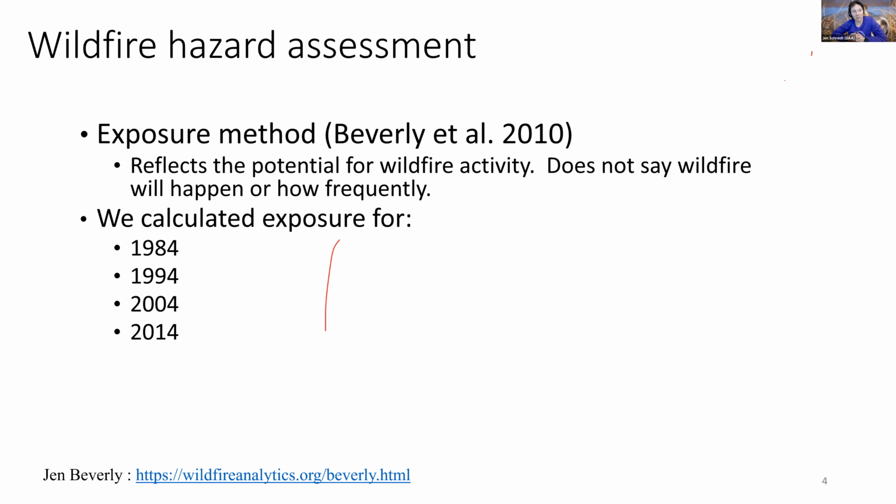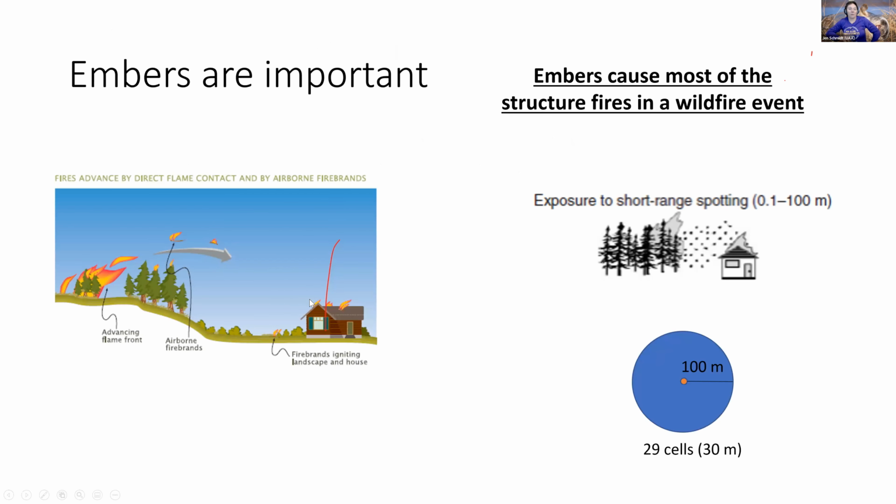We calculated this for 1984, 1994, 2004, and 2014, so 40 years of change. And that's because this data set comes from remote sensed information, so Landsat information from the sky. And it's a 31-year data set, so we can look at changes over time. And so, as I kind of hinted before, embers are important.